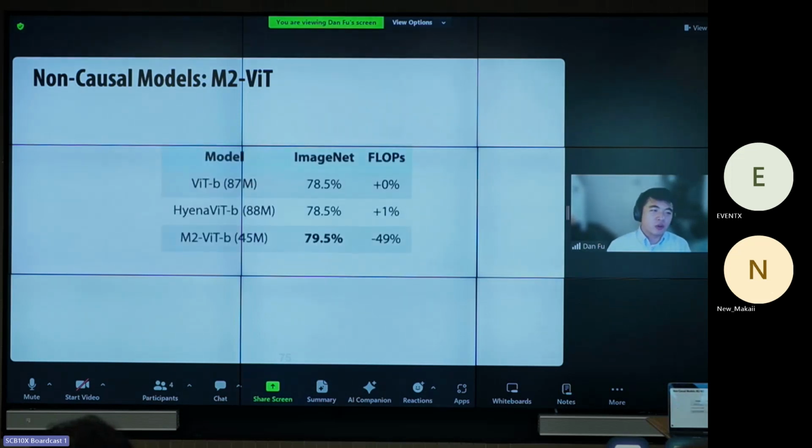In vision transformers, we can start to outperform vision transformers with 49% fewer parameters and 49% fewer flops, which is also exciting, tackling all those image applications that are top of mind.